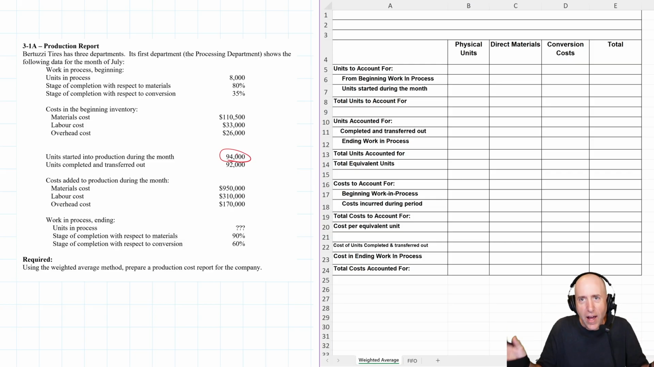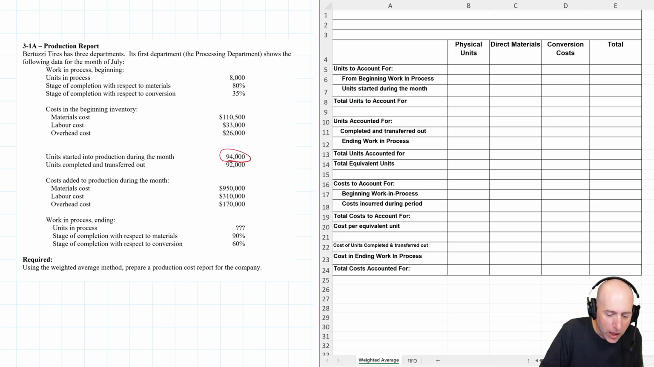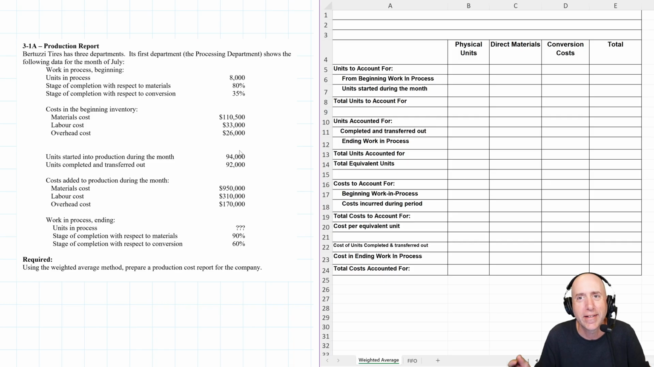And the challenge is, there's lots of little quirks. And so this report helps us work through the quirks together. The big quirk is you'll have half finished units. So how do you deal with those? Well, this table deals with that WIP that might not be fully complete. Okay, let's jump into the problem and work through it together.